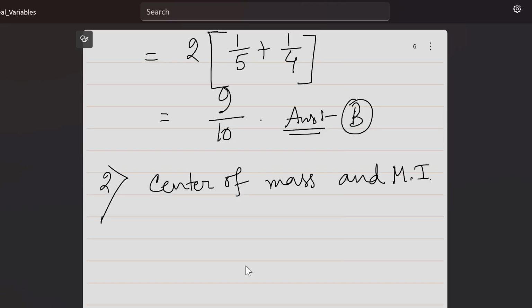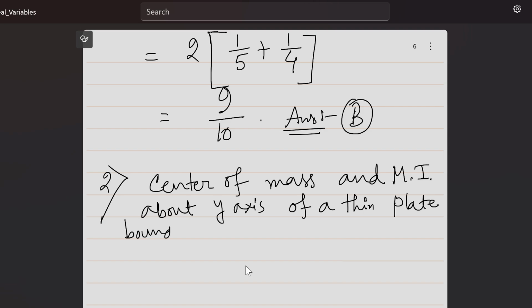Moment of inertia about y-axis of a thin plate bounded by the x-axis, x equal to 1, x equal to minus 1 and y equal to x square. So how does it look like first? Tell me.